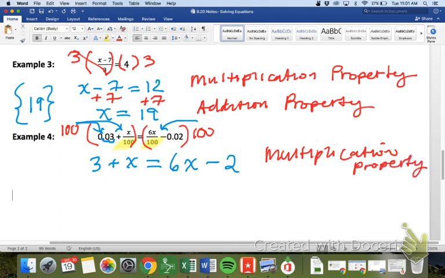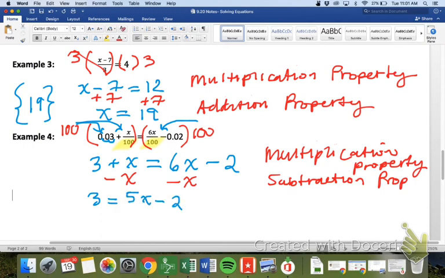So from here, I'd know I just need to get my x's on one side, my numbers on the other side. I'm going to start by subtracting x from both sides, so that's the subtraction property. And then my new equation would be 3 is equal to 5x minus 2. My next step would be to add 2 to both sides to get the number terms on the same side. And I have 5 is equal to 5x. So that was the addition property.